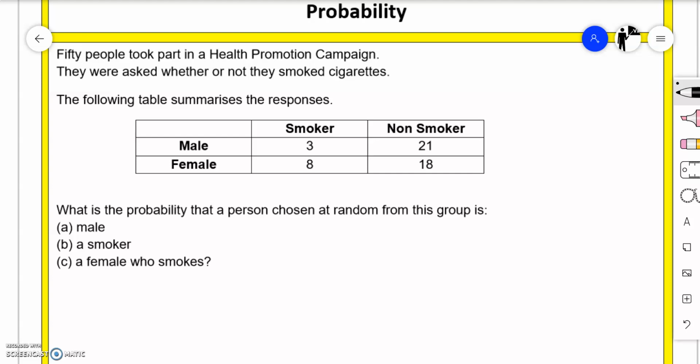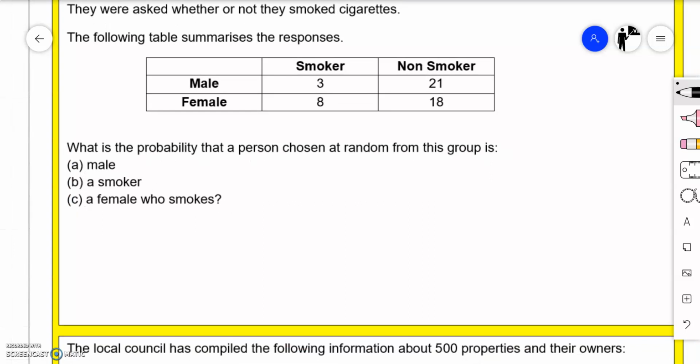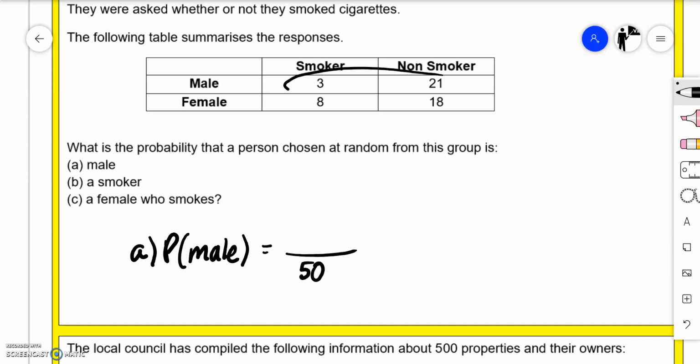What is the probability that a person chosen at random from this group is male? Okay, so we want to figure out the probability of being a male. So there's 50 altogether. So how many males are there? Well, there's 24 males. So 24 out of 50 is 0.48.